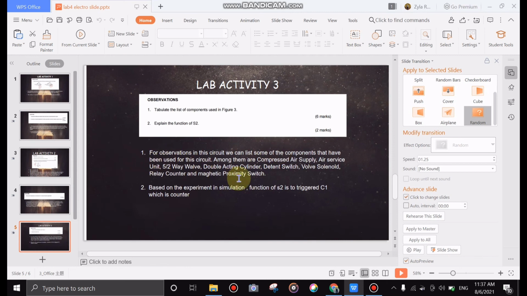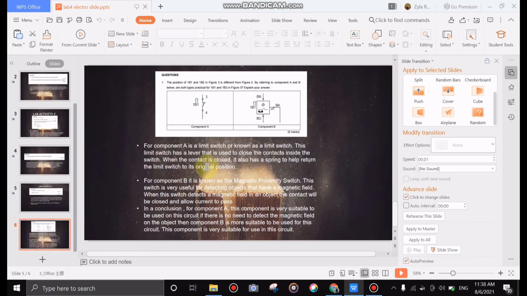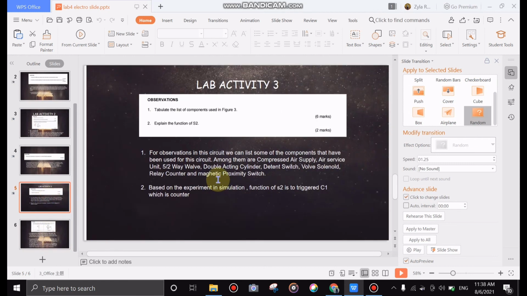Okay, so for observation in the circuits, we can list some of the components that have been used for this circuit. For example, there is compressed air supply, air service unit, 5-port 2-way valve, double acting cylinder, detent switch, valve solenoid, relay, counter, and magnetic proximity switch.